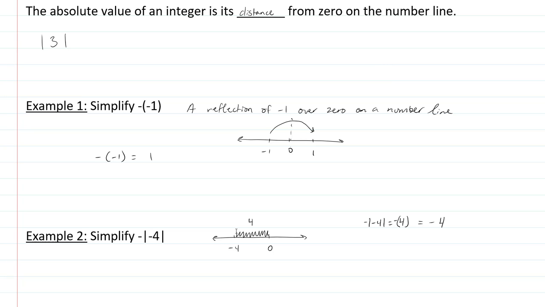A quick rule to remember for absolute values is an absolute value always turns numbers positive. So there's a quick rule. If you have an absolute value of a negative number, it's always positive. If you have an absolute value of a positive number, it will just stay positive.